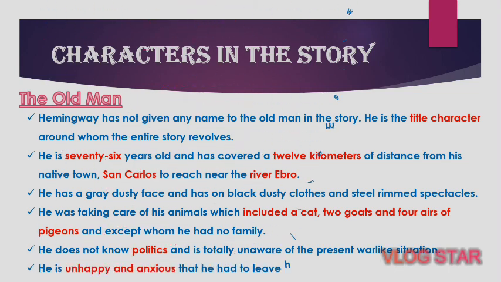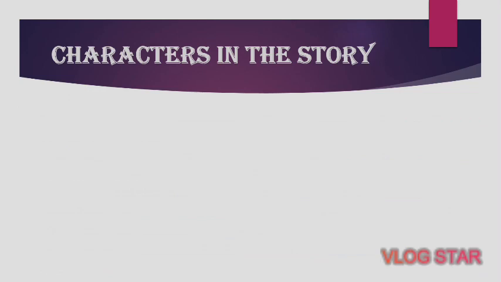And the last thing we have to bear in mind is that he is unhappy and anxious. The old man is unhappy and anxious. Why? Because he had to leave his animals in his native town. When he was forced to leave the town, it was not his heart's desire. So he was forced against his will. He had to leave his animals there. That is why he is very unhappy and anxious that he had to leave his hometown and his animals behind.